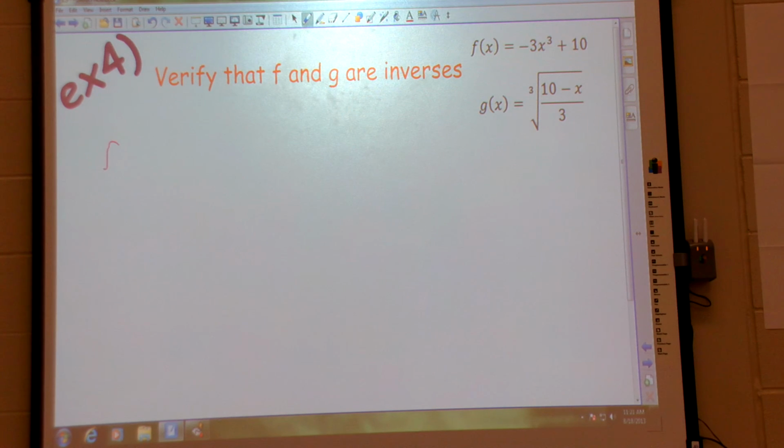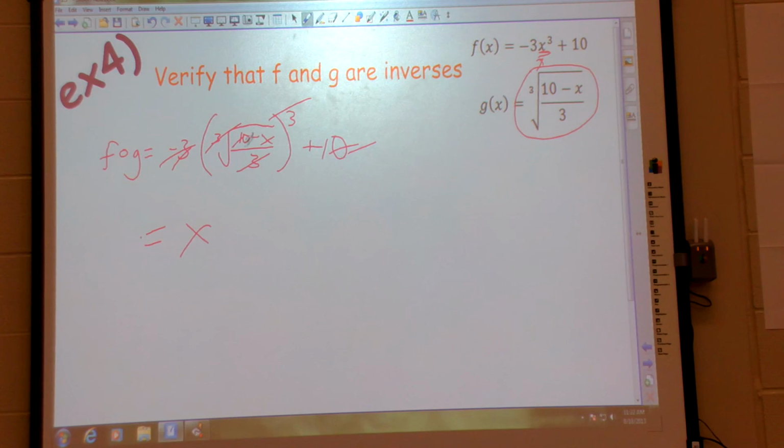So, I'm going to first find f composite g, which means I plug all of this in for x. So I have negative 3 times the cube root of (10 minus x) over 3, cubed, plus 10. So I plugged all this in there. Okay. Now, here's what I don't want to see. Cancel, cancel, cancel, cancel, cancel, cancel, something like that, and then equals x. No. That's not showing me anything.